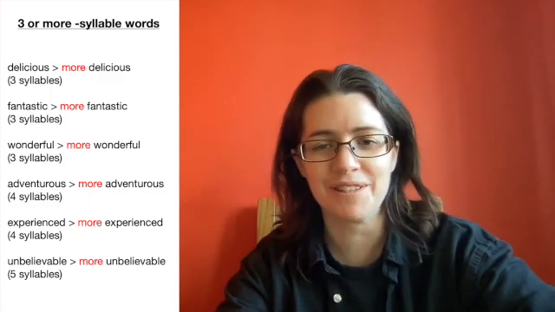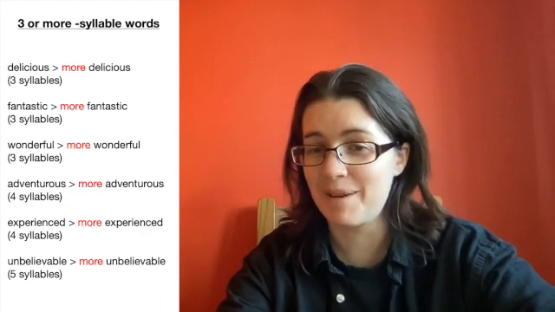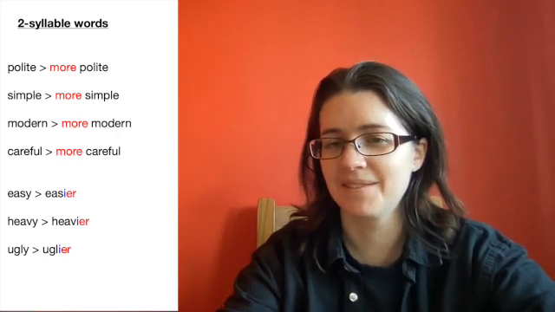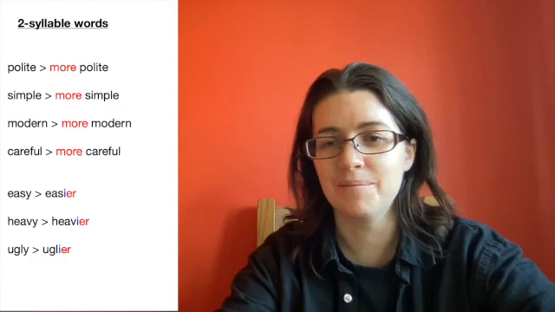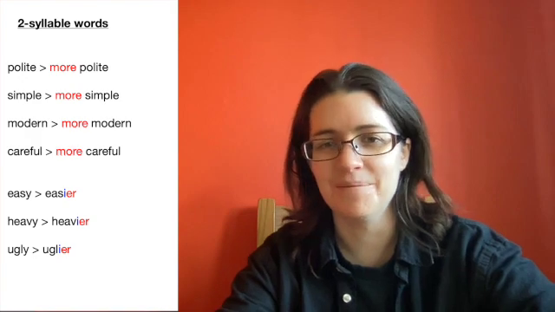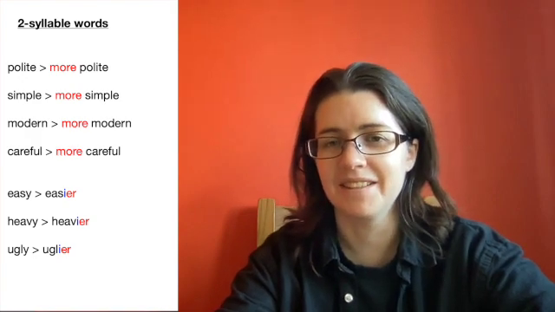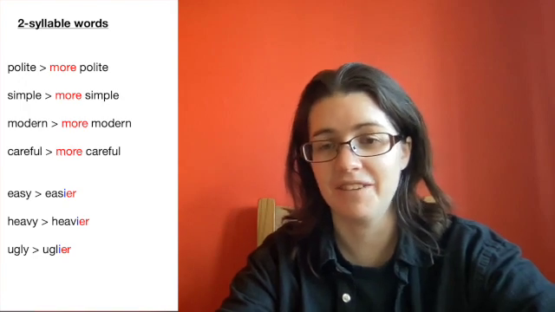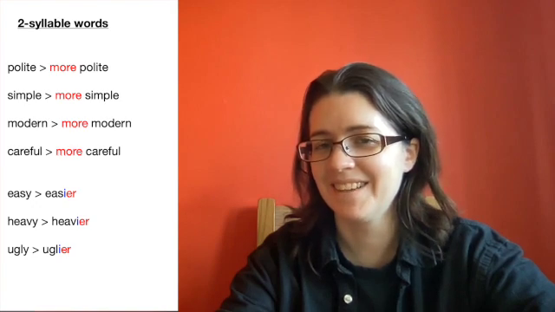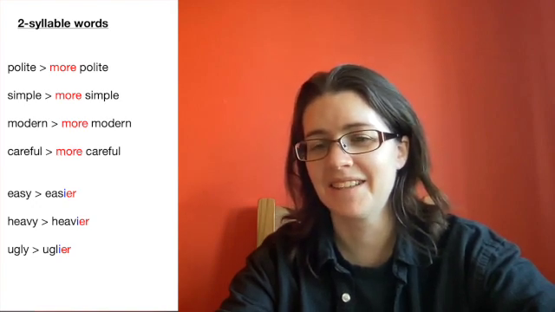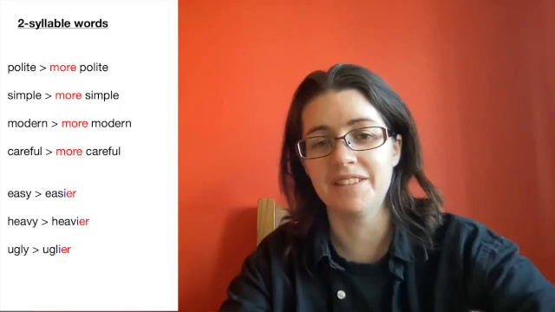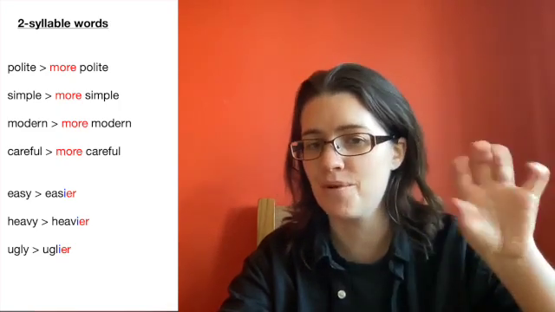So how about words with 2 syllables? Well, it depends. Take a look at these words. Polite, more polite. Simple, more simple. Modern, more modern. Careful, more careful. Easy, easier. Heavy, heavier. Ugly, uglier. Can you see a pattern? If it has a Y at the end, you take out the Y and add IER. If it doesn't have a Y at the end, you put more in front.